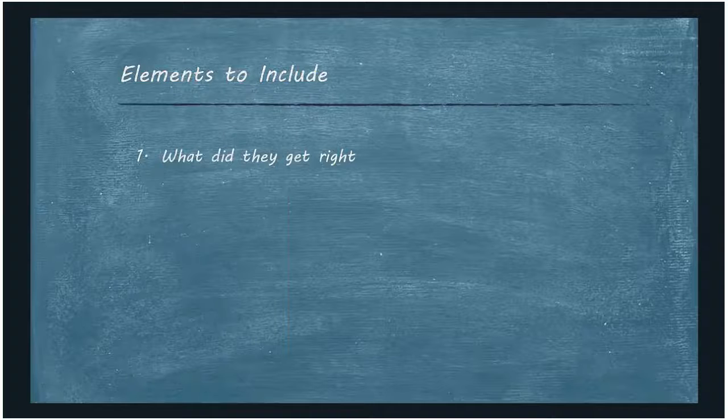So on the assignment, you should write, number 1, what did they do right? What did they do excellent? What stood out to you that they did on that assignment? Number 2, what things did they get wrong? What corrections need to be made in order to get them on the right track for that assignment?